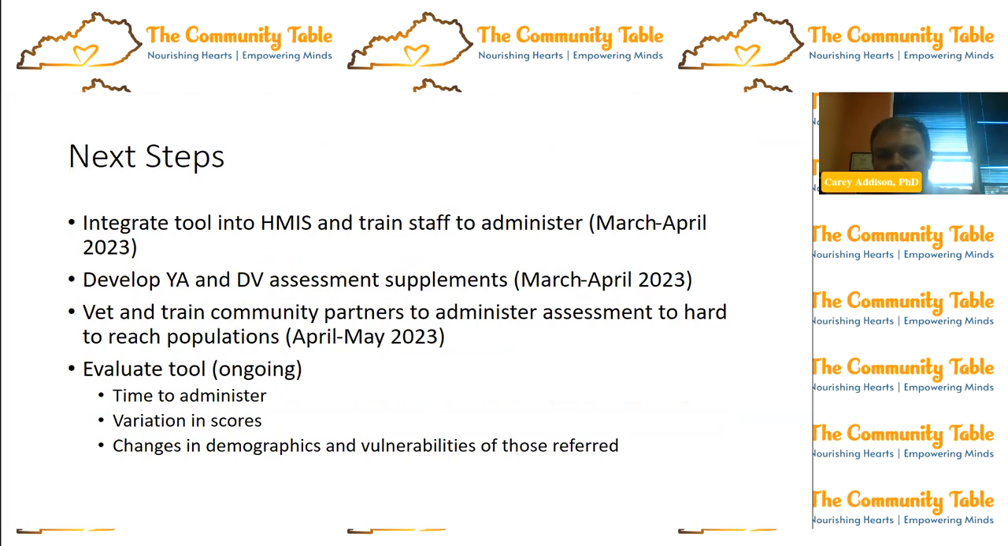Our next steps, like I said, this was a great time because we have developed the tool and integrated it, and we plan to have it up and running next week. So if you hear your clients being assessed, you'll know you may hear the questions being a little bit different. We'll continue to develop the young adult and DV assessment tools.